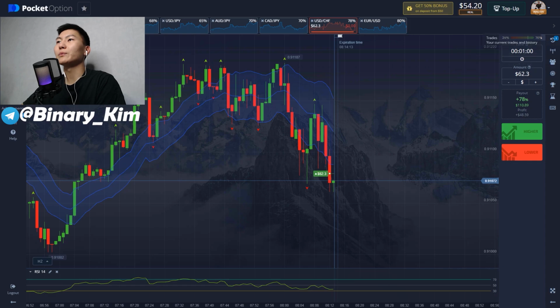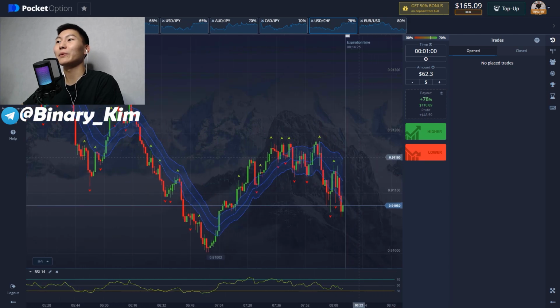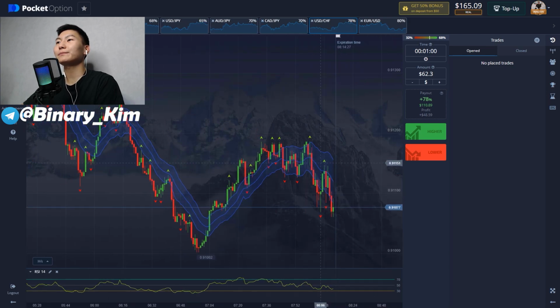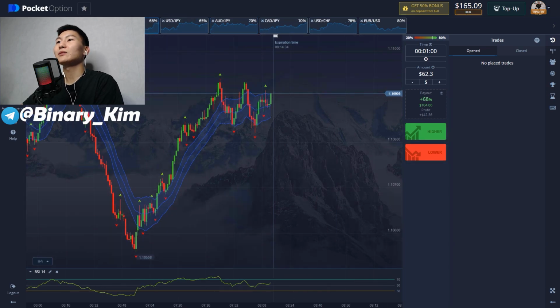Let's have a look, guys. The breakout is gonna happen right now, and right, guys, exactly as I predicted. The breakout has even happened. We got $165 on the balance, so that was so close. But our analysis can be wrong, so let's continue making money.